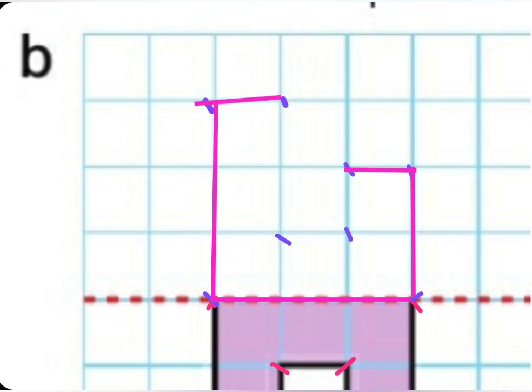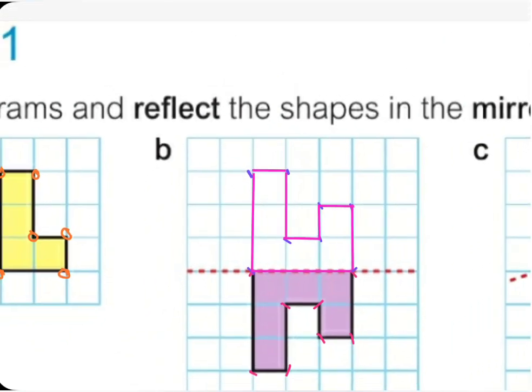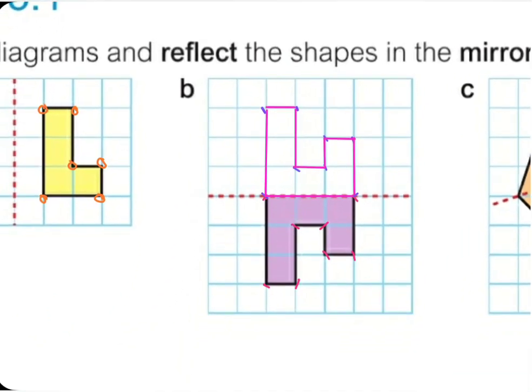Because we measure the distance between them and the mirror line, and the distance is the same as the distance between the points and the shape itself. So you won't go wrong if you measured the exact distance between the points of the shape and the mirror line and used it to find the image. And this is how you answer question B.